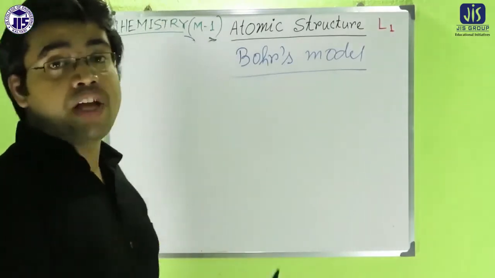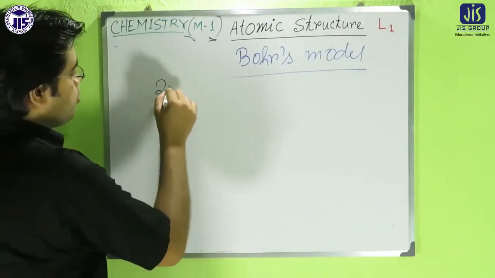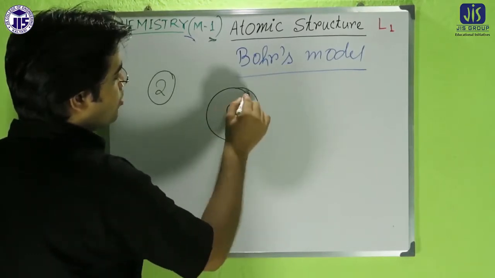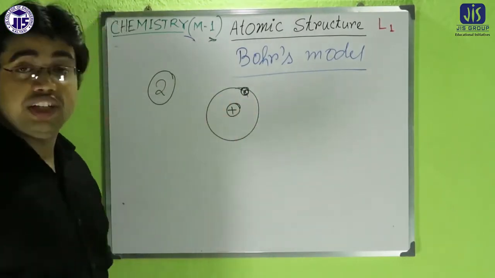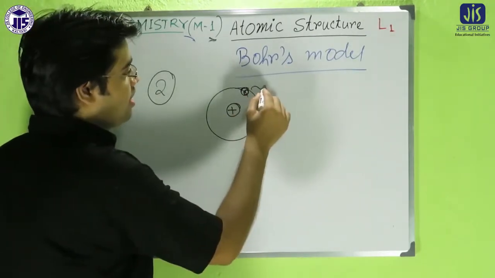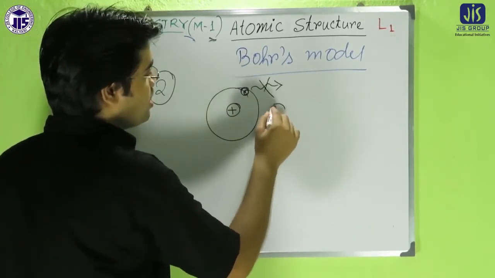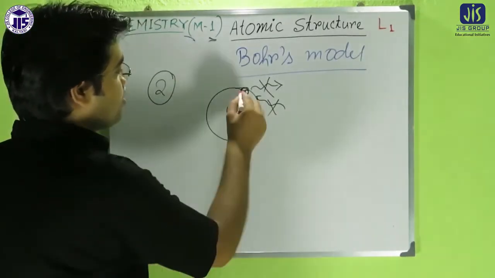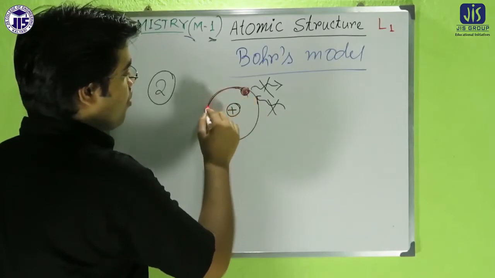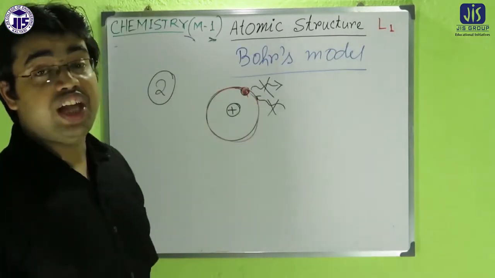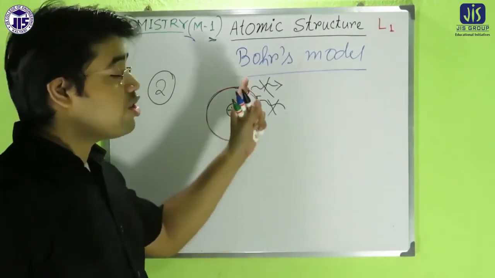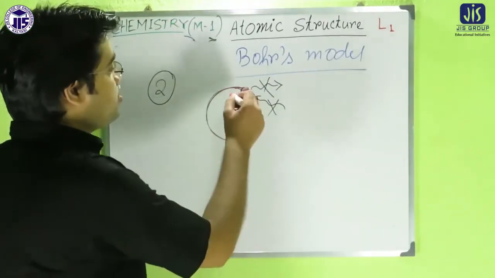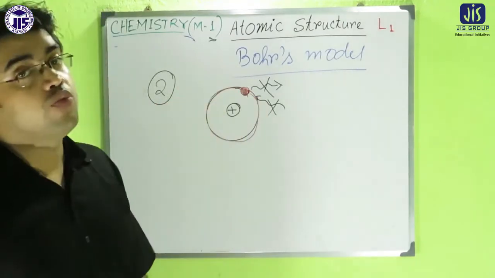Okay, now come to the second postulate of Bohr's model. According to Bohr, when an electron revolves in a particular energy level or particular orbit, it neither emits energy nor absorbs energy. That means when an electron revolves in a particular orbit, there will be no emission and no absorption of energy. That means the energy of the electron will be quantized.